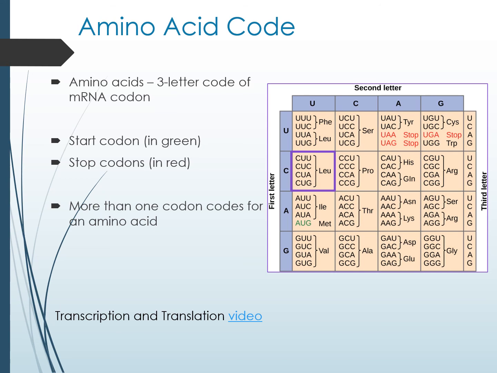For example, LEU, or leucine, outlined in purple, can be coded by any codon which starts with both letters C and U. Watch the linked video for an animation of the transcription and translation processes in a cell.